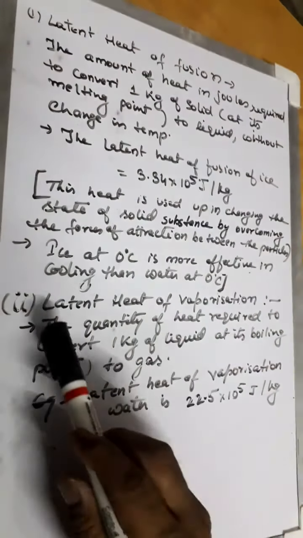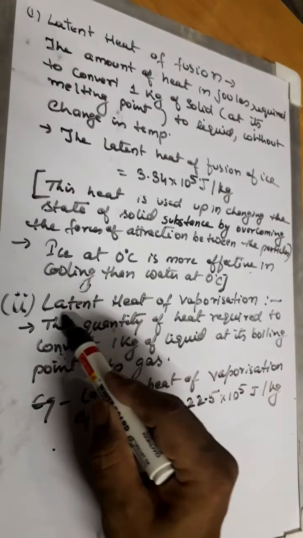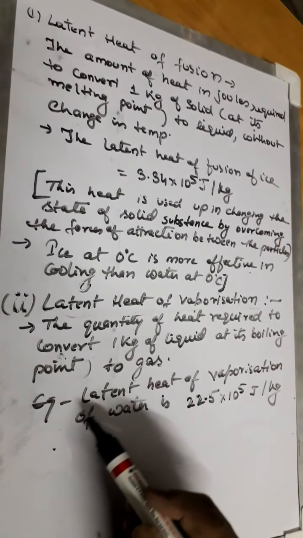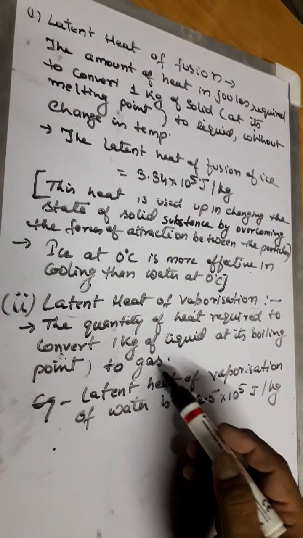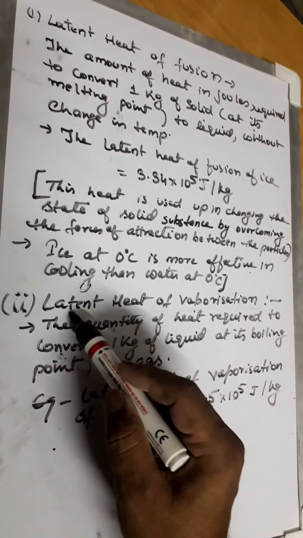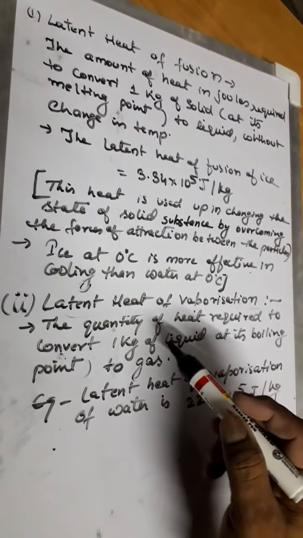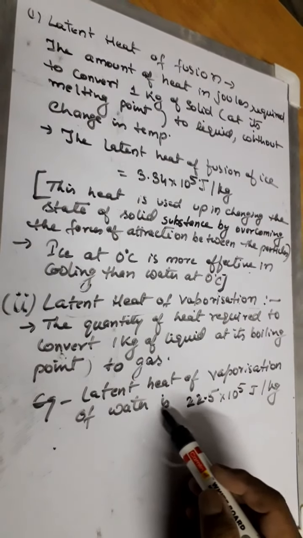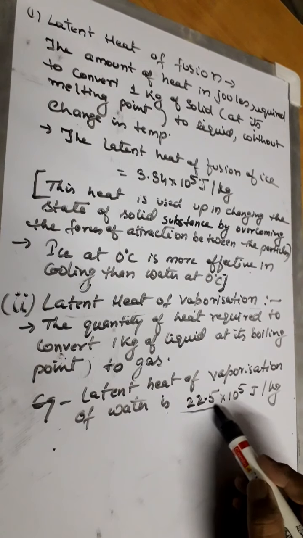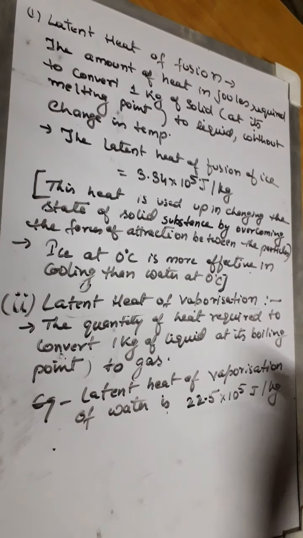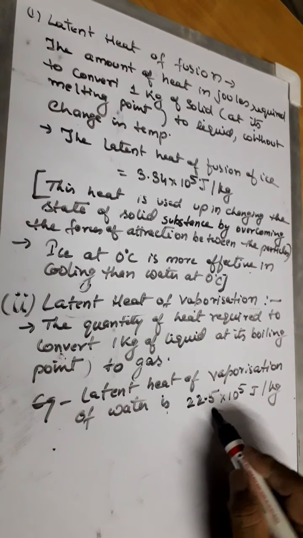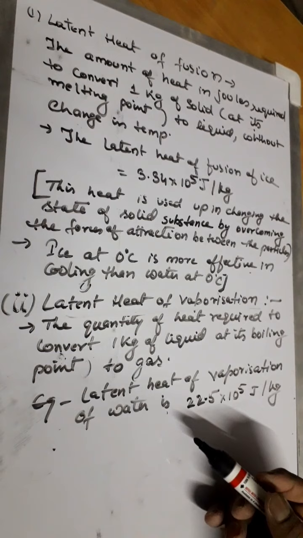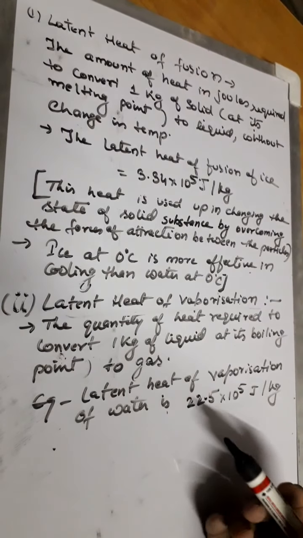Now, latent heat of vaporization. The quantity of heat required to convert 1 kg of liquid at its boiling point to gas, means this amount of heat is required to convert 1 kg of liquid into gas without change in temperature. For example, the latent heat of vaporization of water is 22.5 into 10 to the power 5 joules. Means this amount of heat is required to convert 1 kg of water into gas or vapor without changing the temperature. In this way we have seen latent heat of fusion and latent heat of vaporization.